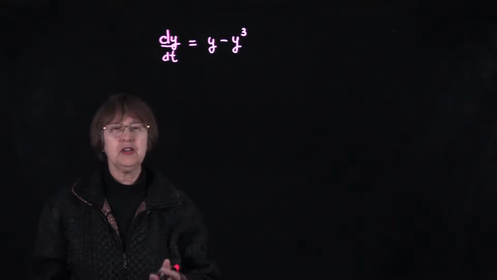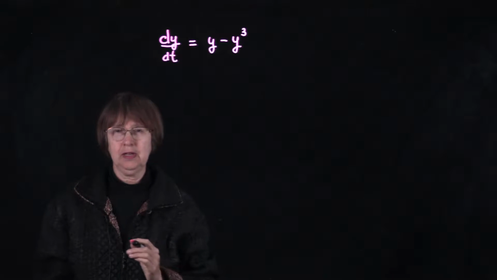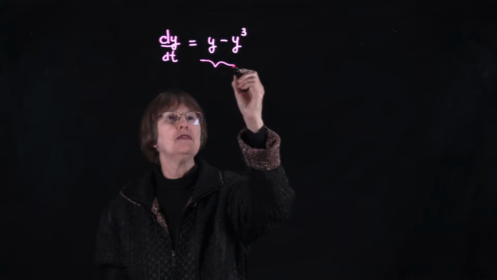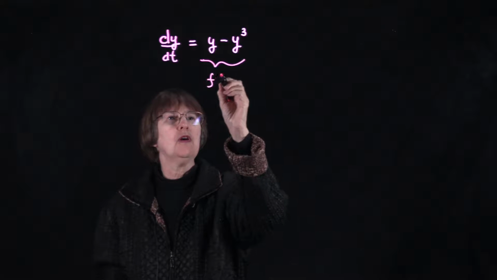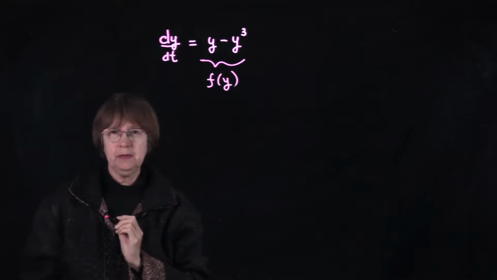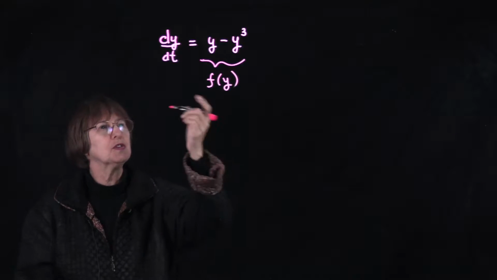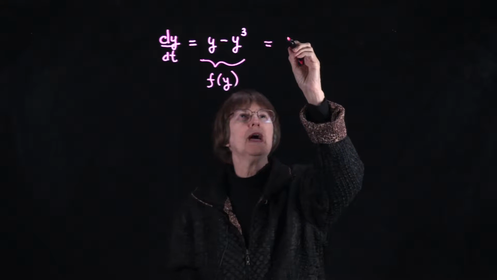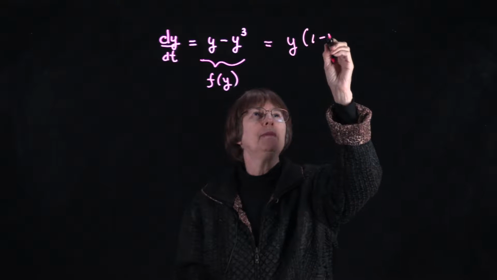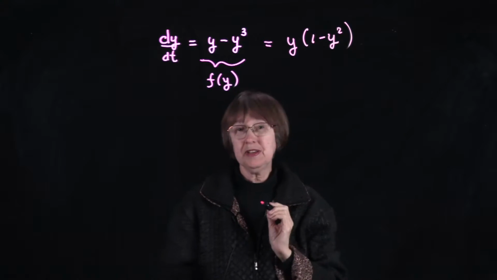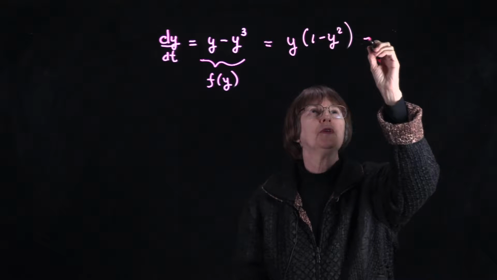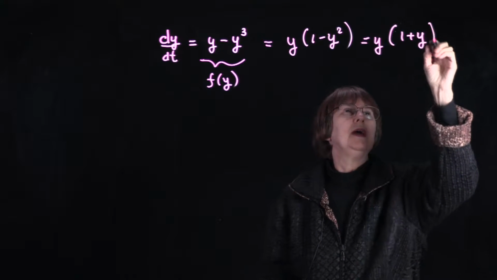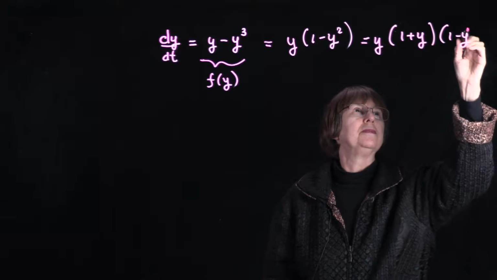Okay, so in this video we're going to analyze this nonlinear differential equation. Now notice that on the right hand side we have an expression of y which we'll call f of y. It's going to be helpful in this analysis to first factor this equation, and we can do so by writing it as y times 1 minus y squared, and we can even factor it a little bit more to create three factors: y, 1 plus y and 1 minus y.